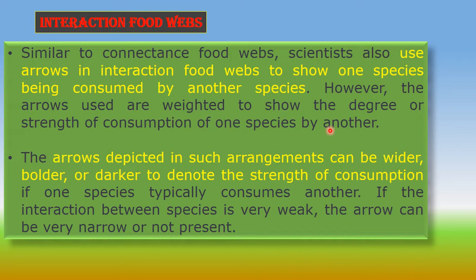The arrows depicted in such an arrangement can be wider, broader, or darker to denote the strength of consumption. If one species typically consumes another, but the interaction between the species is very weak, the arrow can be narrow or not present. This is one of the differences between the interaction and connectance food web.